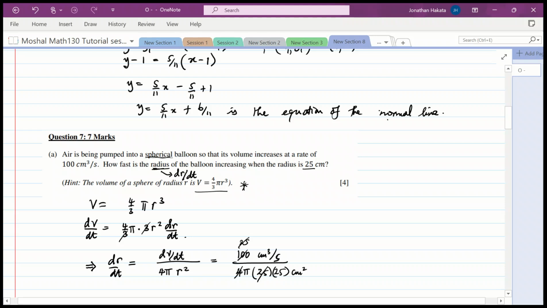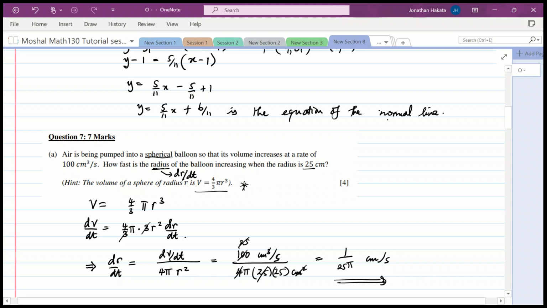25 into one of these cancel, so the overall answer remains 1 over 25 pi. Then 2 of these will cancel 2, then 1 will remain, so the overall units will be centimeters per second. Since you won't be using calculators, you can leave your answer as a fraction like this: 1 over 25 pi centimeters per second.